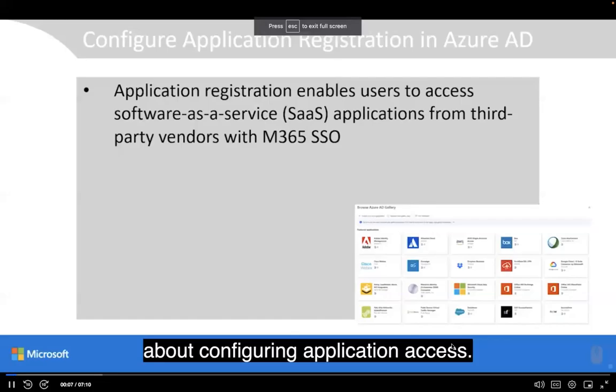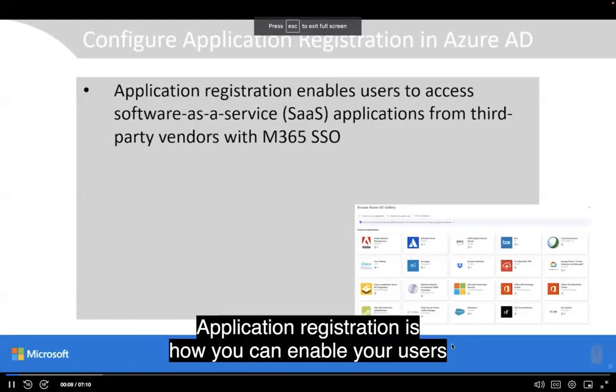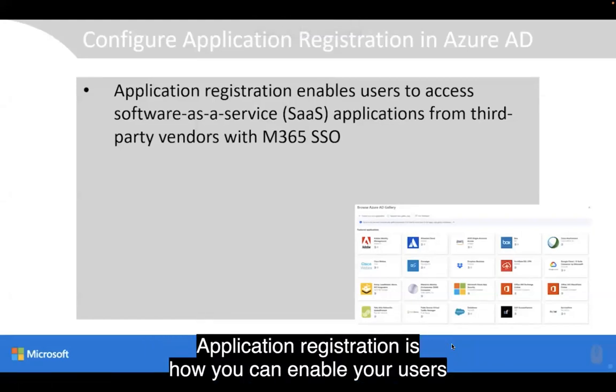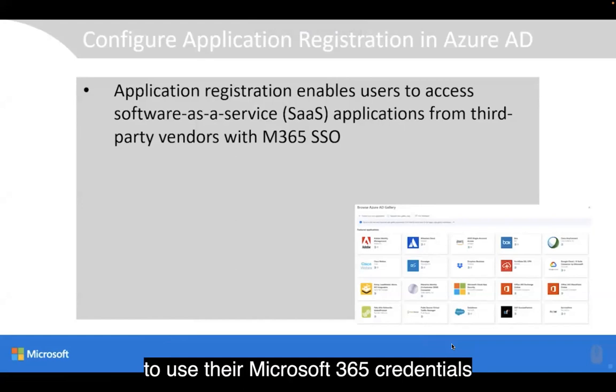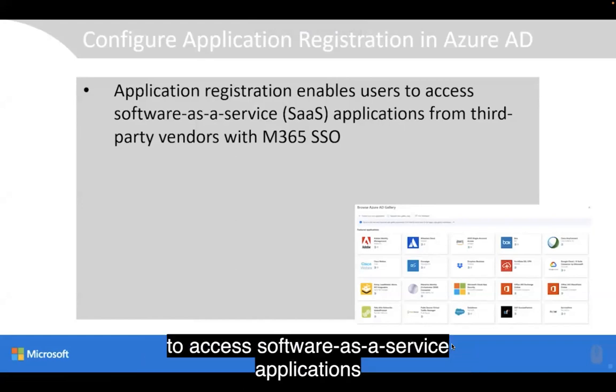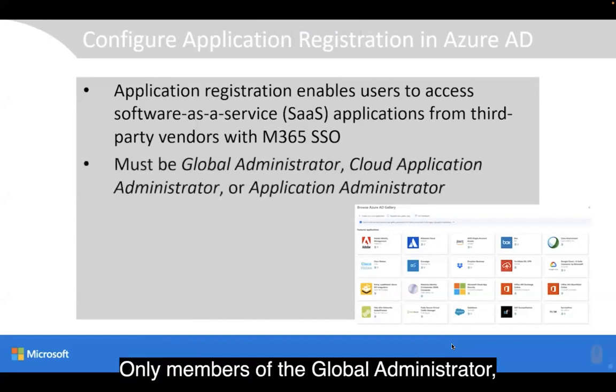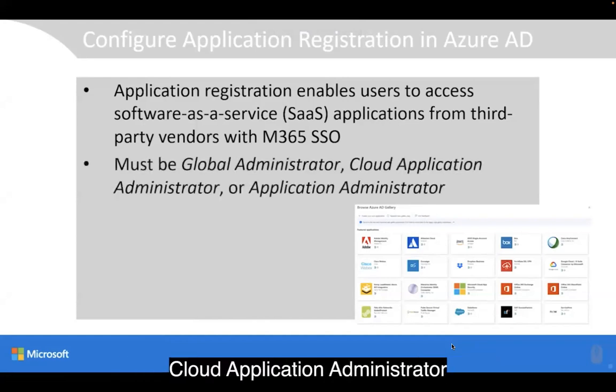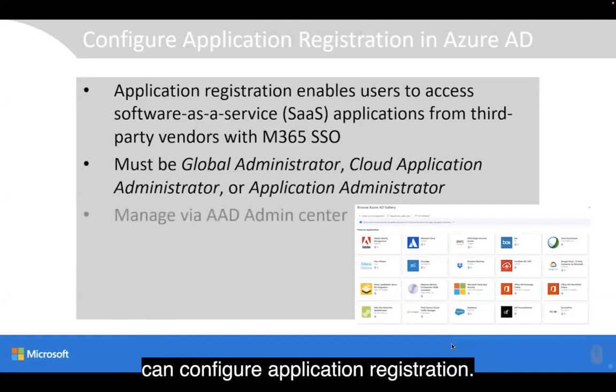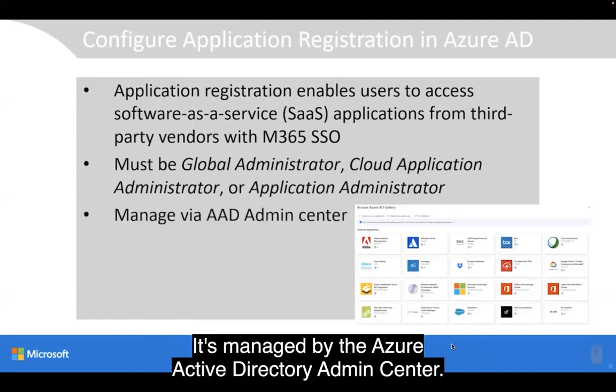Now we're going to talk about configuring application access. Application registration is how you can enable your users to use their Microsoft 365 credentials to access software as a service applications from third-party vendors. Only members of the Global Administrator, Cloud Application Administrator, or Application Administrator roles can configure application registration. It's managed by the Azure Active Directory Admin Center.